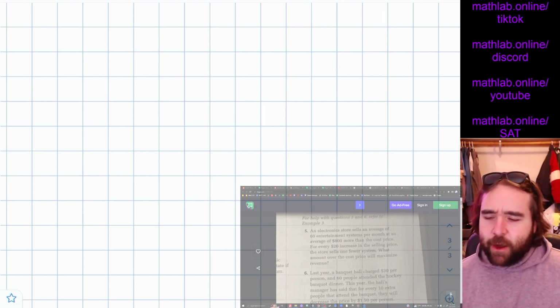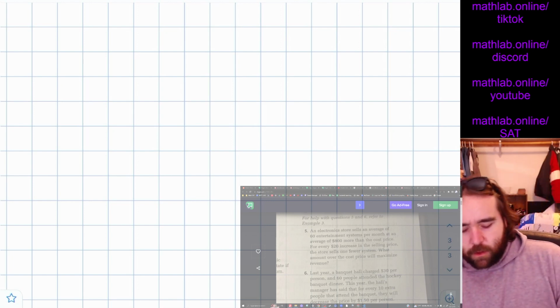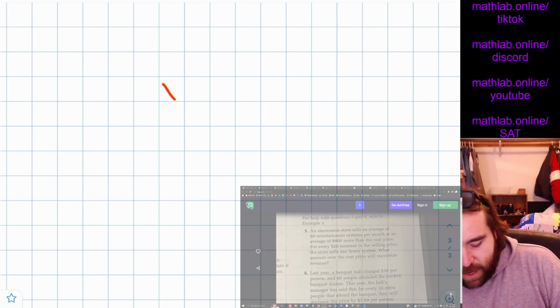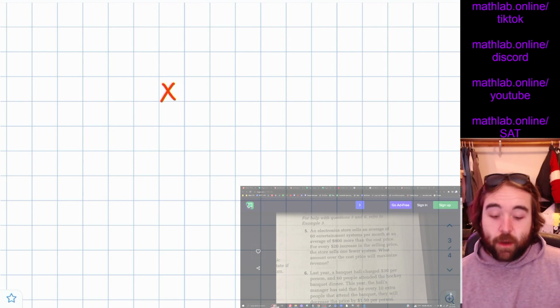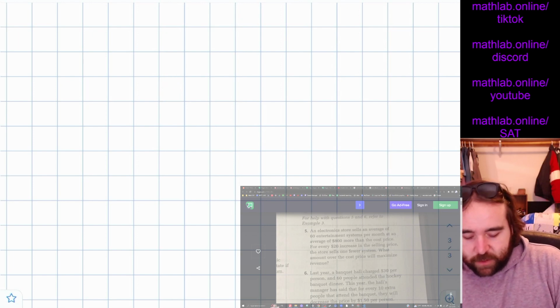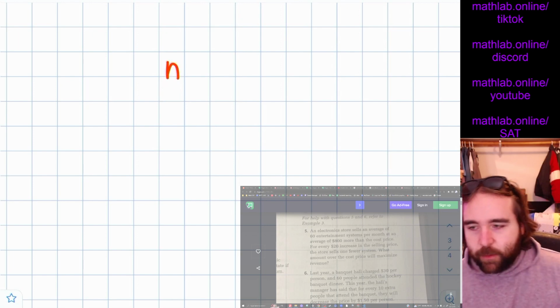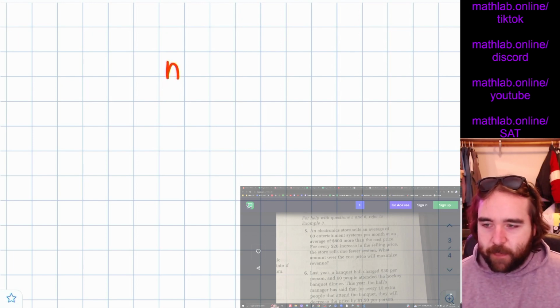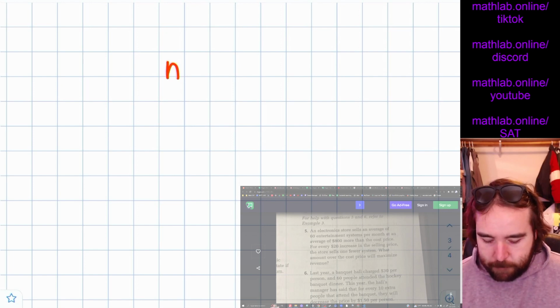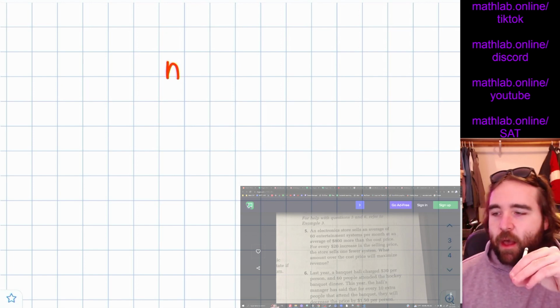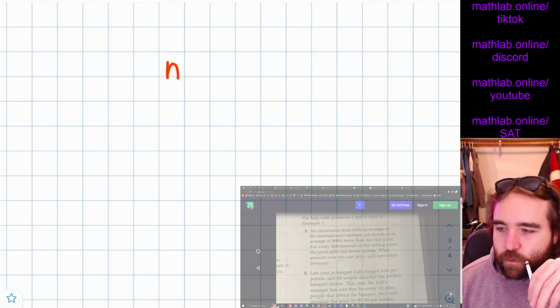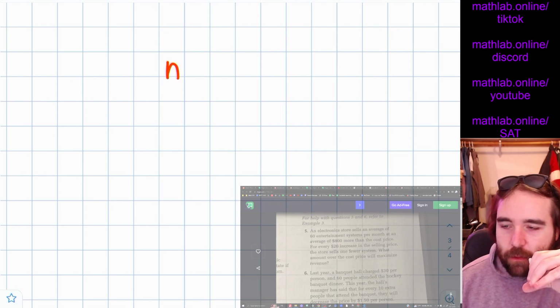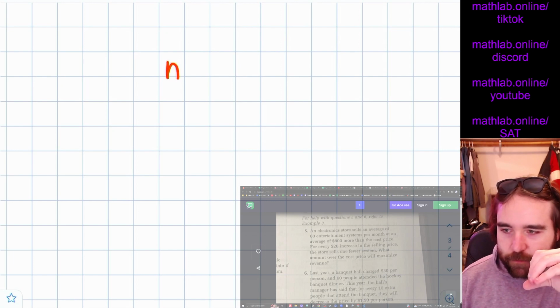So we want to think about, I would start off thinking that X is the number of things we're selling. So let's actually use N. So N is the number of systems that we're selling. And we want to write an equation for price.